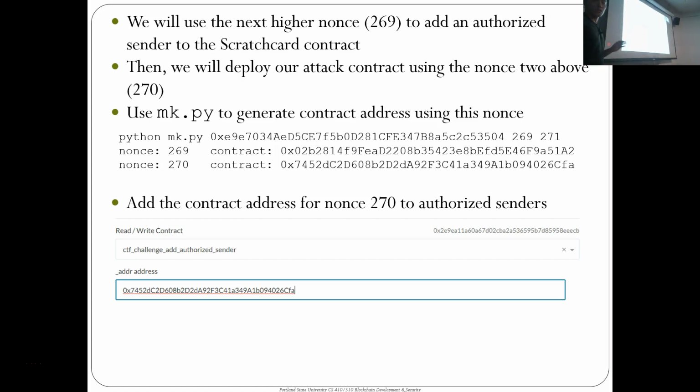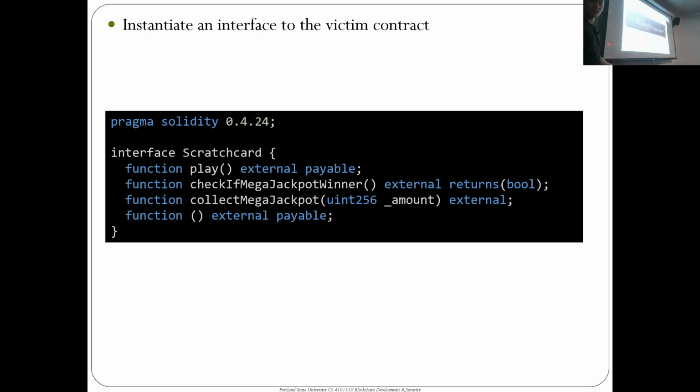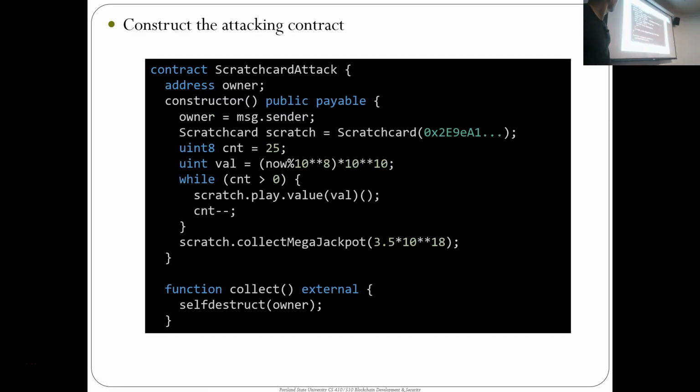Okay. So then what I'm going to do is create the attacking contract. I am going to make an interface to scratch card so I can play it. I actually don't need check, but I need the play and the collect mega jackpot for sure to interact with scratch card. And then this is the attacking contract. I have instantiated it with that interface, and this is the actual level address that has been created for me that I'm trying to attack.